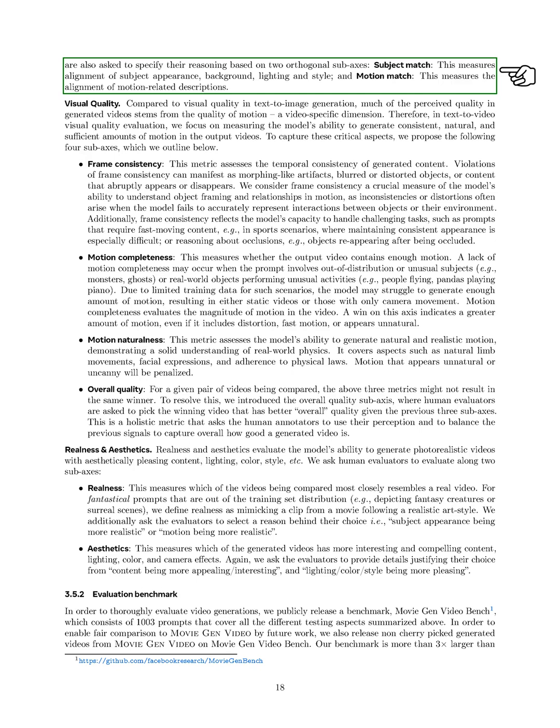In terms of visual quality, we focus on the model's ability to generate consistent and natural motion. We propose four sub-axes to capture this: frame consistency, which checks for temporal consistency and the absence of artifacts; motion completeness, which measures whether the video has enough motion; motion naturalness, which evaluates the realism of movements; and overall quality, where evaluators choose the video with the best overall quality based on the previous metrics.